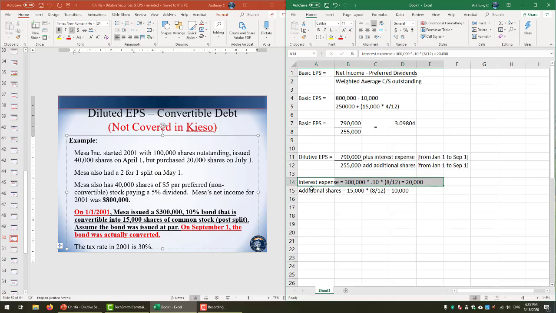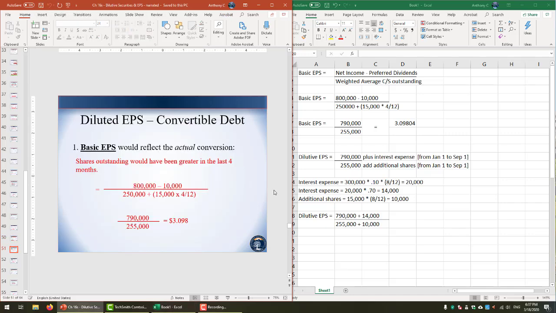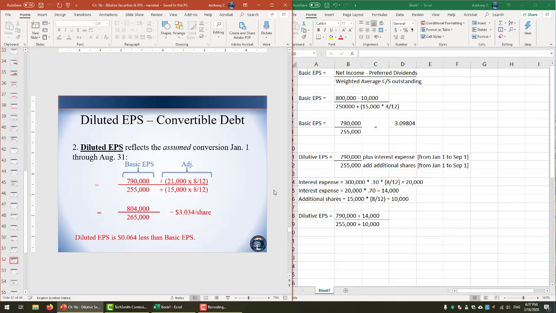Don't forget the interest expense we need to add in net of tax. So let me just calculate that real quick. It'll be the 20,000 times 70%, or 14,000. So for dilutive EPS, we'll add 14,000 to the numerator. So it'll be the 790 plus the 14,000, and for the denominator, we'll add the 10,000 shares to that. Right, and then from there, we can just calculate through, and we would find that the diluted EPS is 3.304.